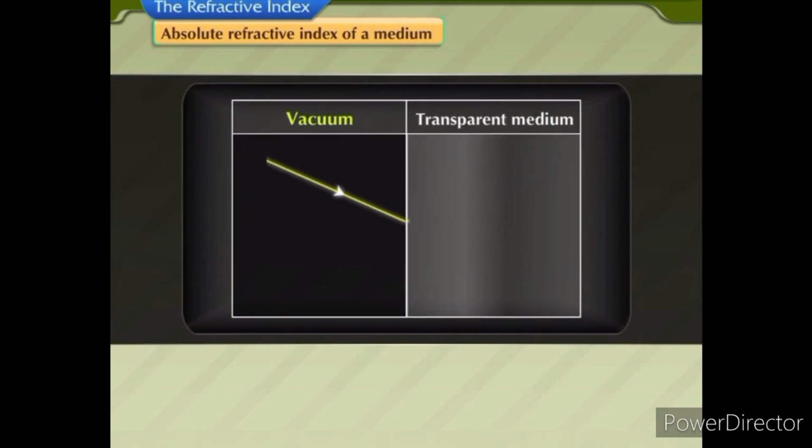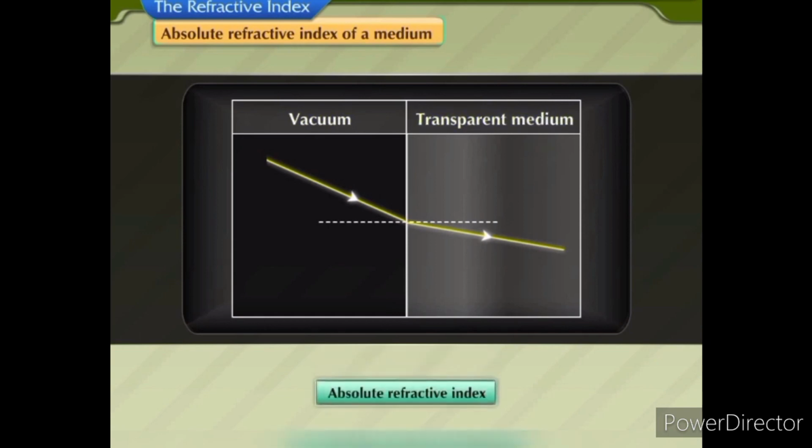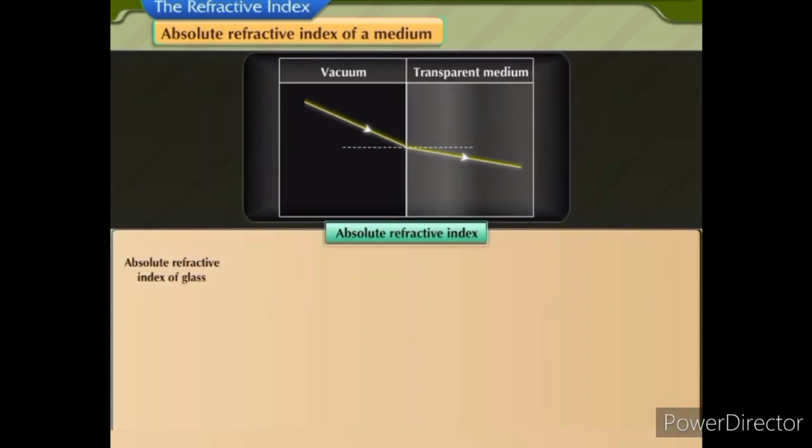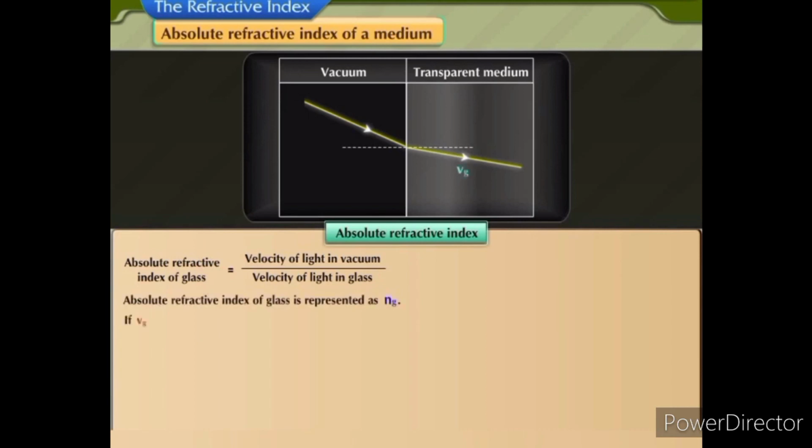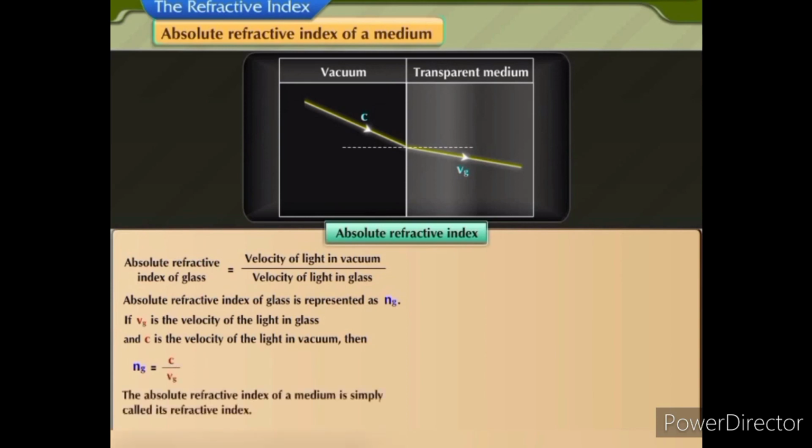Absolute refractive index of a medium. If light traveling through vacuum is incident on a transparent medium, then the ratio of the velocity of light in vacuum to the velocity of light in a particular medium is called the absolute refractive index of that medium. Absolute refractive index of glass is defined as the ratio of the velocity of light in vacuum to the velocity of light in glass and is represented as Ng. If Vg is the velocity of the light in glass and c is the velocity of light in vacuum, then Ng is equal to c upon Vg. The absolute refractive index of a medium is simply called its refractive index.